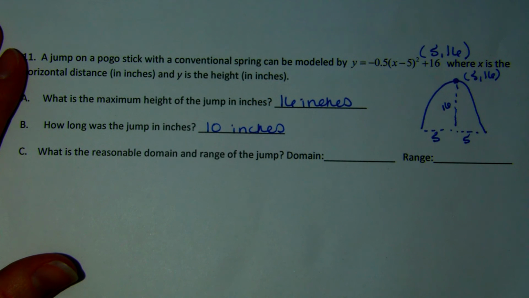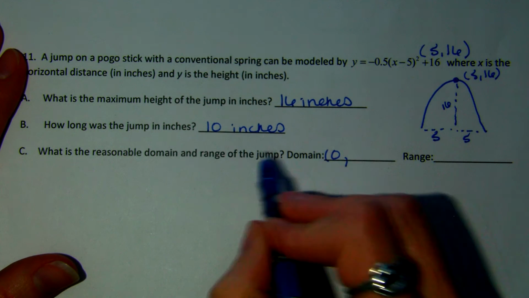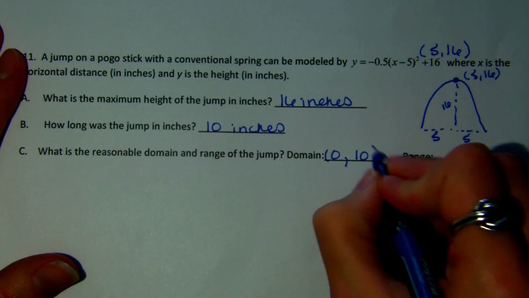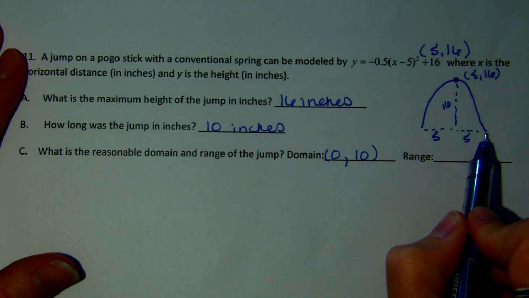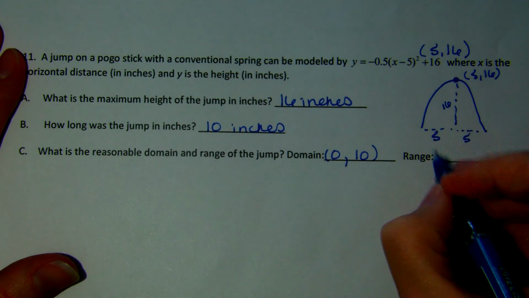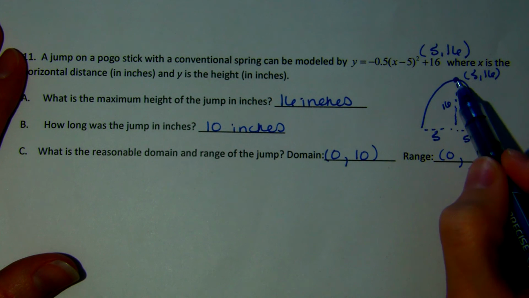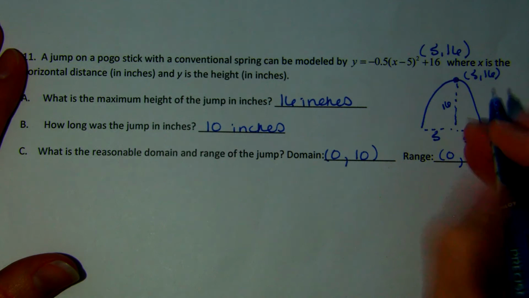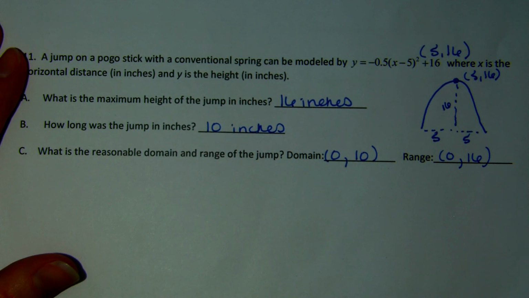What is a reasonable domain and range for the jump? Well, we start the domain at 0, and that person jumps for 10 inches. So we start at 0, and we come down at position 10 over here. And the range, well, that person starts at 0, and they go up in the air to 16 inches, and then they start coming back down. So our range is 0 to 16, like that.